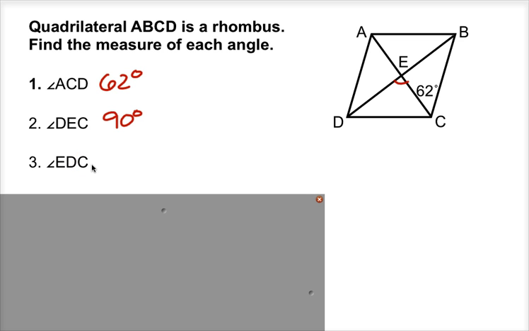Let's look at angle EDC. Well, EDC is right here. And I knew that before, right here was 62. We just figured out that that one was 90. So if I take 180 minus 90 minus 62, I should be left with angle EDC, which would happen to then be 28 degrees.